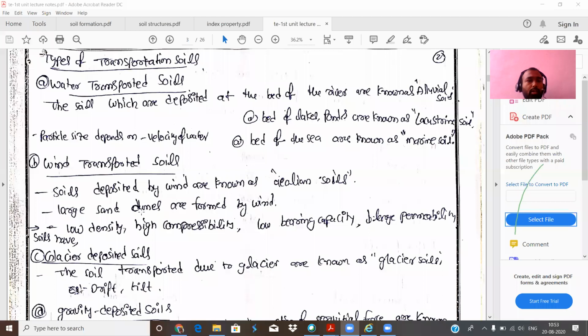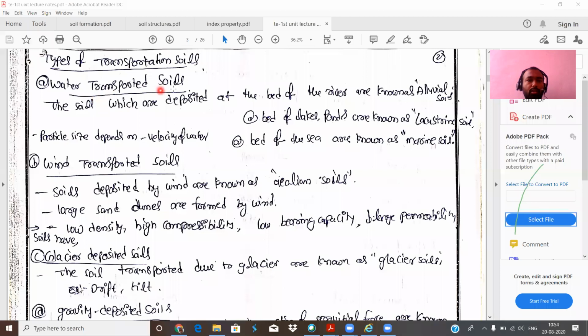Okay, so types of transported soil. Water transported soil. The soils which are again transported: types of transported soils. So water transported soils, wind transported soil, glacier deposit soil, and gravity deposit soils are available.